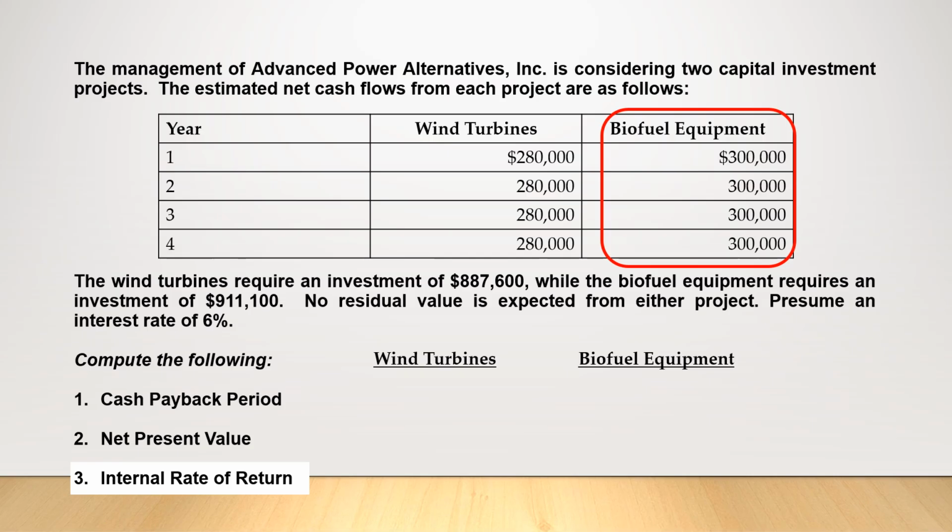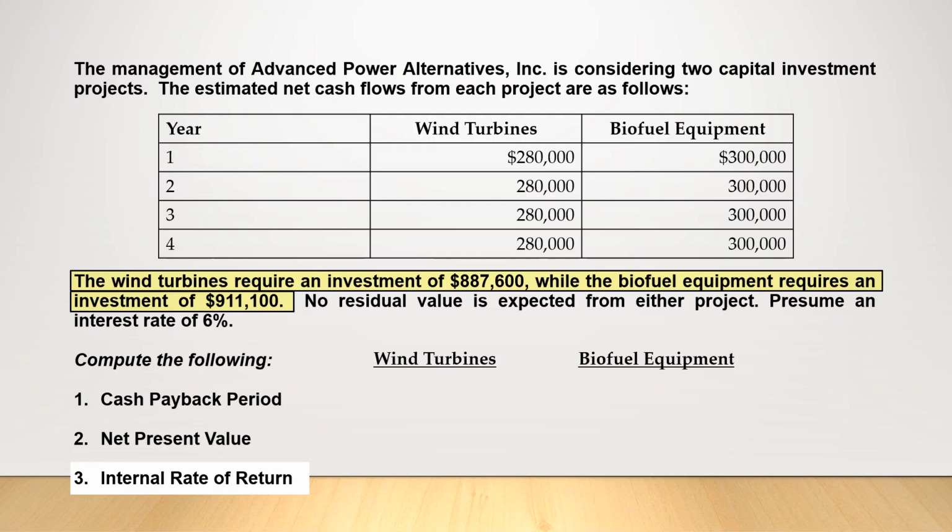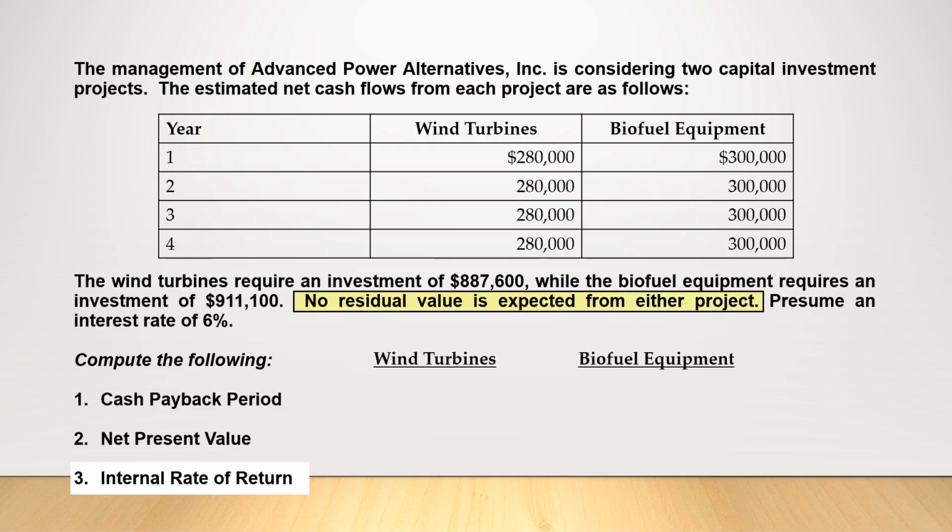Likewise, the biofuel equipment project also generates a steady $300,000 every year. The wind turbines require an investment of $887,600, while the biofuel equipment requires an investment of $911,100. No residual value is expected from either project.